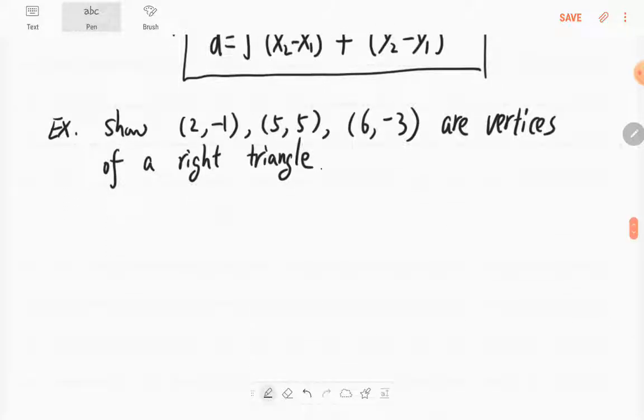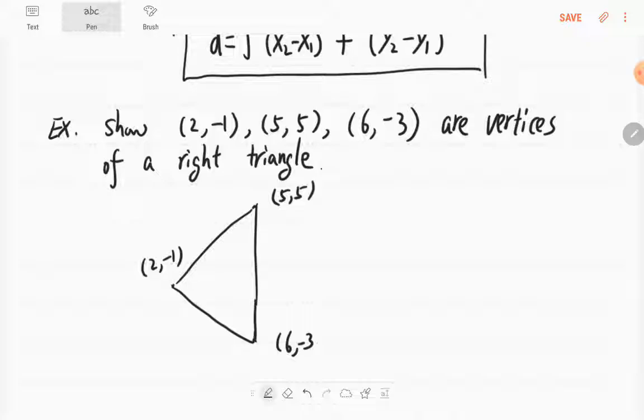So if you have vertices of 3 points, for example, this is (5, 5), this is (2, negative 1), and this is (6, negative 3). So we form a triangle, right? If we want to show that this is a right triangle, we need to show that the 3 sides follow the Pythagorean theorem, right?